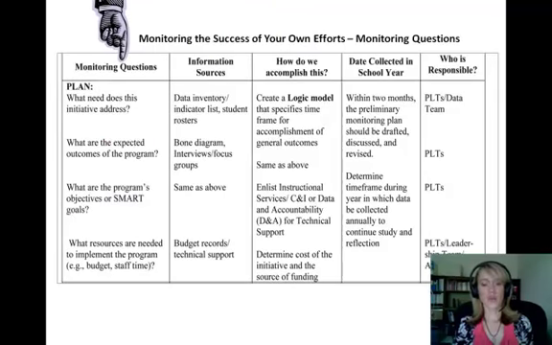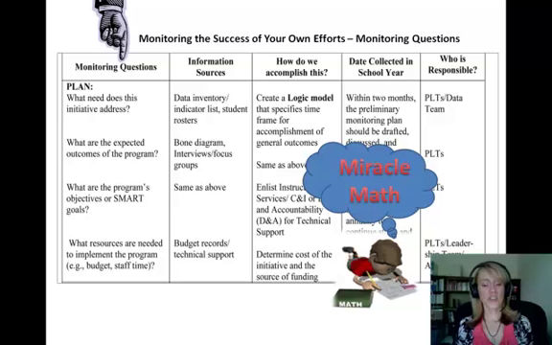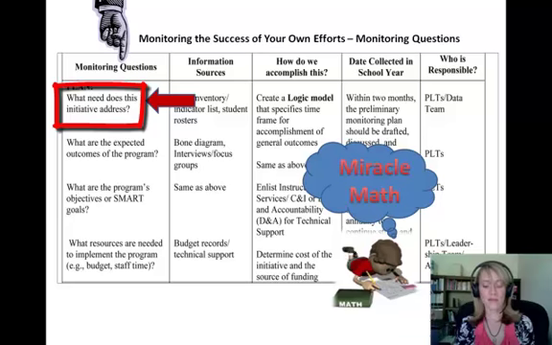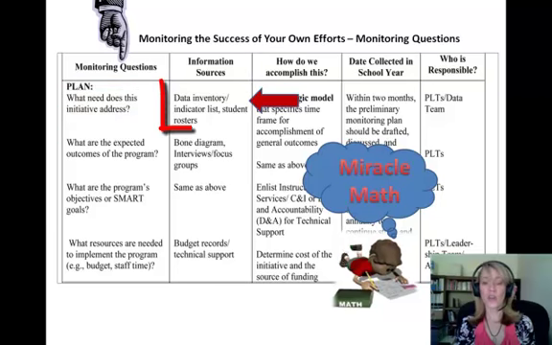Let's walk through the Miracle Math example to help us understand how to consider information sources required to answer each of our monitoring questions. Remember, one data source can often meet multiple needs. The first question asked was, what need does this initiative address? To answer this question, we would want to examine data from information sources such as an inventory of your data, system or school achievement trend documents, and student rosters.